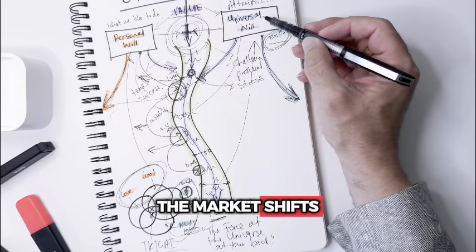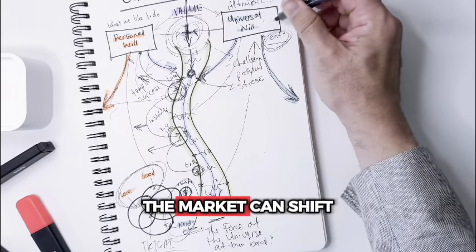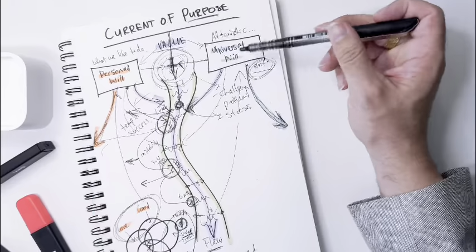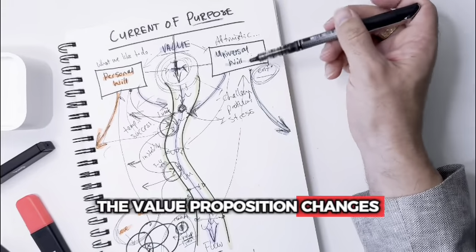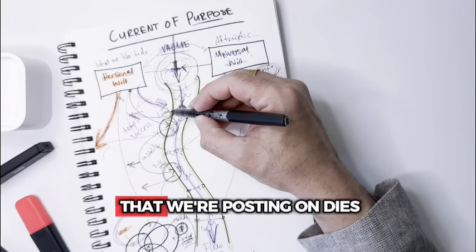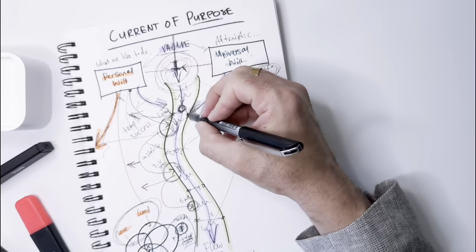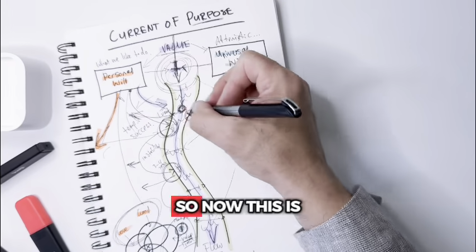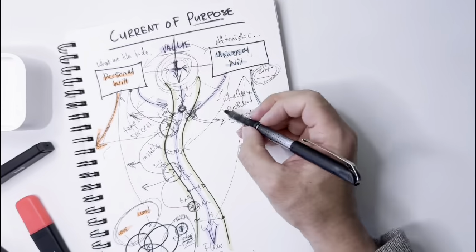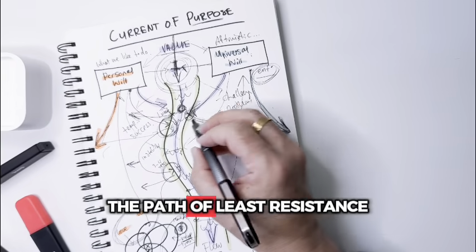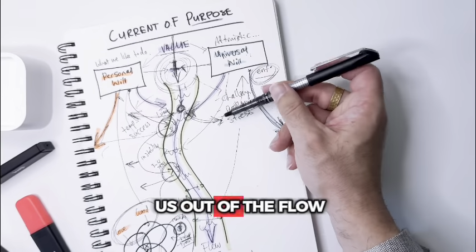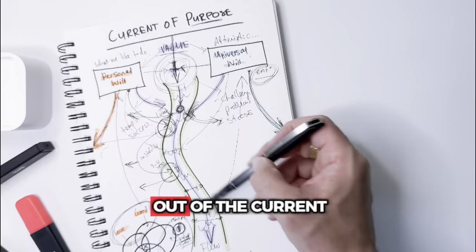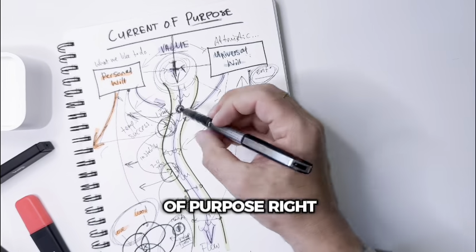The market shifts, right? In business, the market can shift. Again, the value proposition changes. The social media channel that we're posting on dies, or the audience dies, right? So now this is the universal. This is the path of least resistance, and that's going to drop us out of the flow. It's going to drop us out of the current of purpose, right?